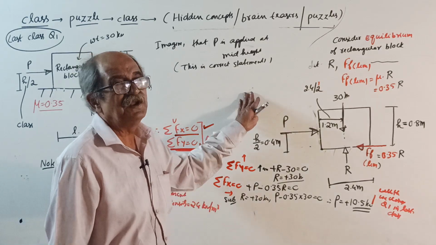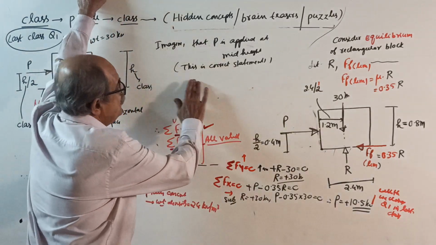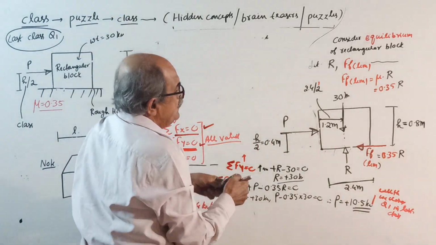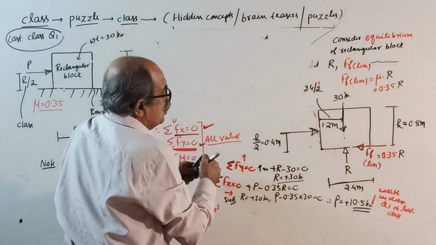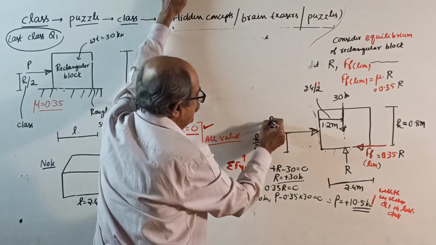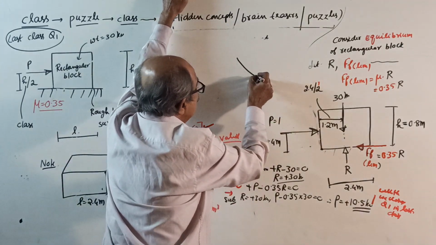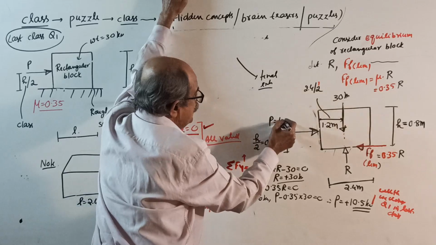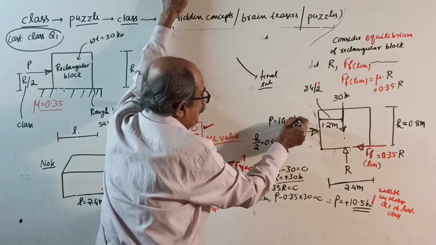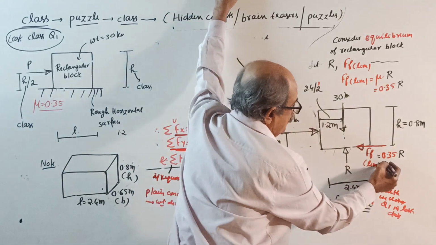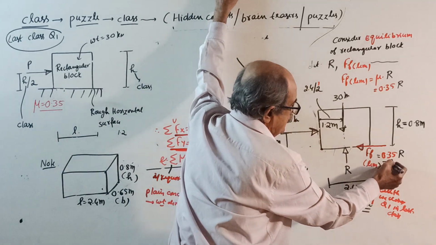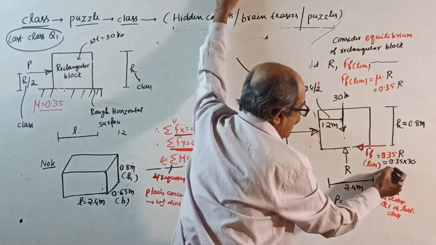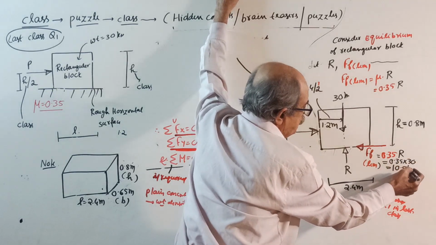Anyway, don't bother too much now. Okay, now this is right. Now see here. Enter the value. How much P did you get? We got P equal to, now make a final entry with all the numericals: P equals 10.5 kilonewton. Calculate the frictional force, that is 0.35 into 30, which also equals 10.5 kilonewton.